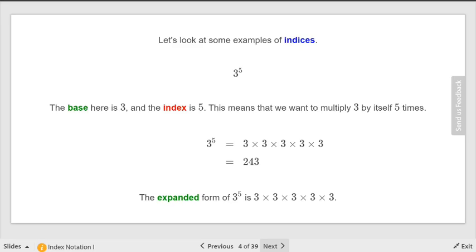Okay. So, if you look at this 3 to the 5th power. So, just call out, you don't need to raise your hand. What is the base of this exponent? 3. Just sing out. 3. 3 is the base. Good. What is the exponent? 5. That means you're going to take 3 times what?